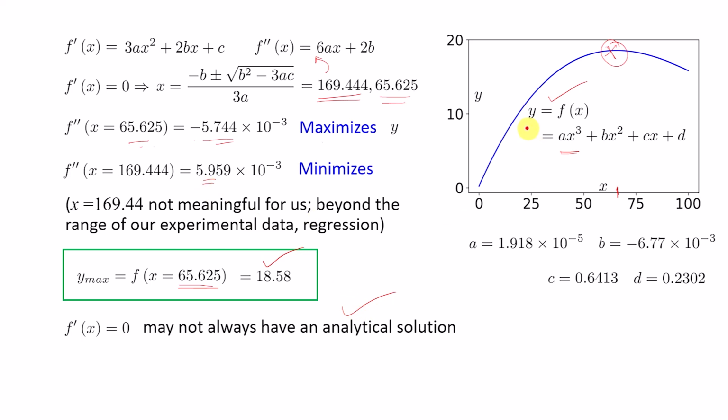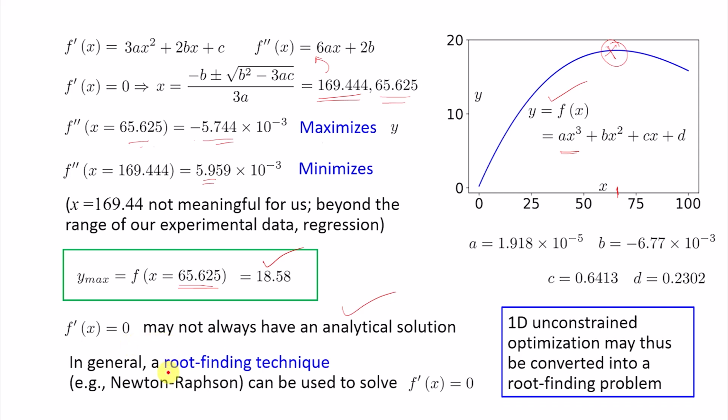Depending upon the nature of this function that we are minimizing or maximizing, this f prime x could be very difficult to solve. So in general, we have to use a root finding technique that we have discussed before to solve this f prime x equals 0. For example, Newton-Raphson or bisection type methods we have discussed before. That kind of method can be used to solve f prime x.